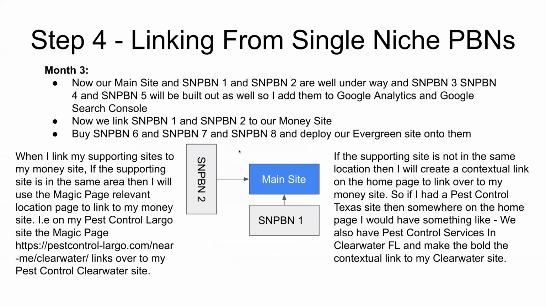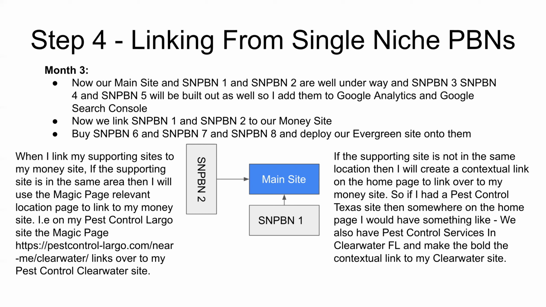So now if we look at month 3, we've got our main site, PBN1, PBN2 are underway, and I've been in Google Analytics, so I've got some data on them now. PBN3, 4, and 5 are all built out as well. So now I add 3, 4, and 5 to Google Analytics. So in a couple of weeks' time, I can get some data off them. Now when I've looked, I've decided, okay, I'm going to link PBN1 and PBN2 to my money site because they are indexed and I have got some data. Google will let me know that these are being put into the search results pages because it'll tell us which ones are being put in for what keywords. So I've got a good idea about them.